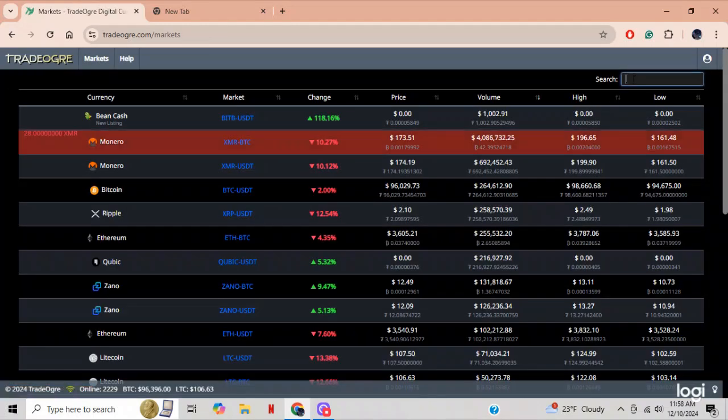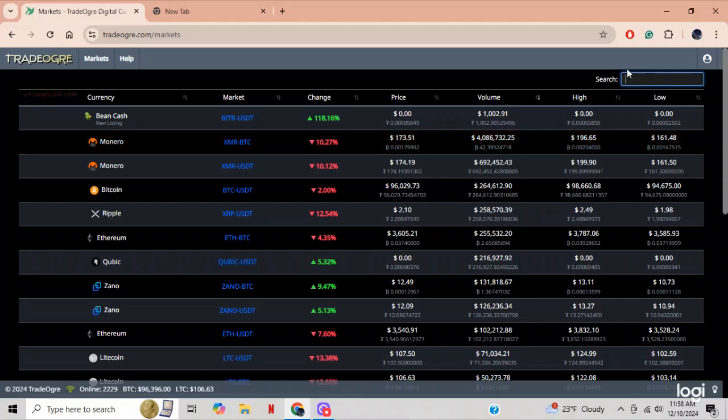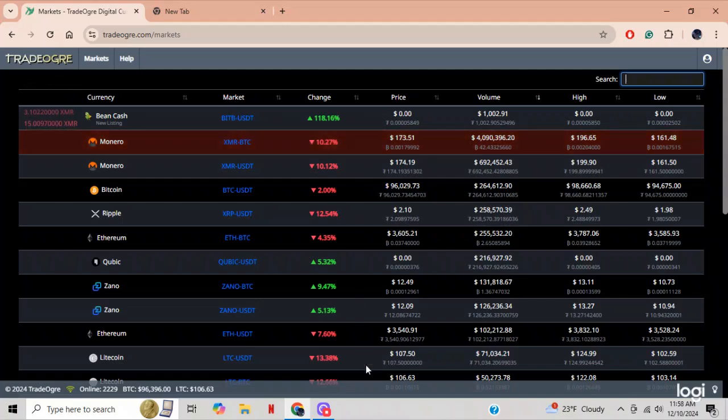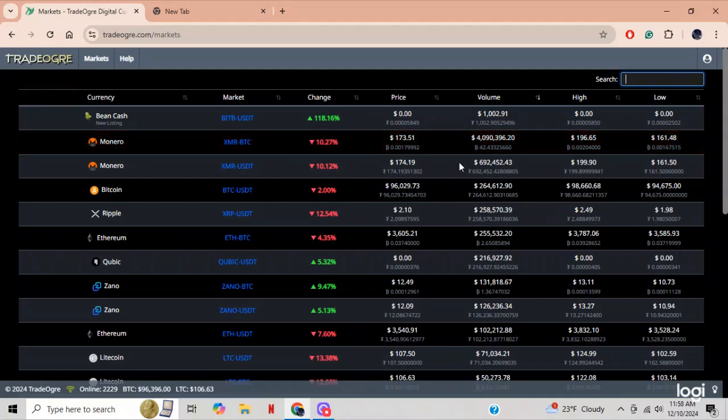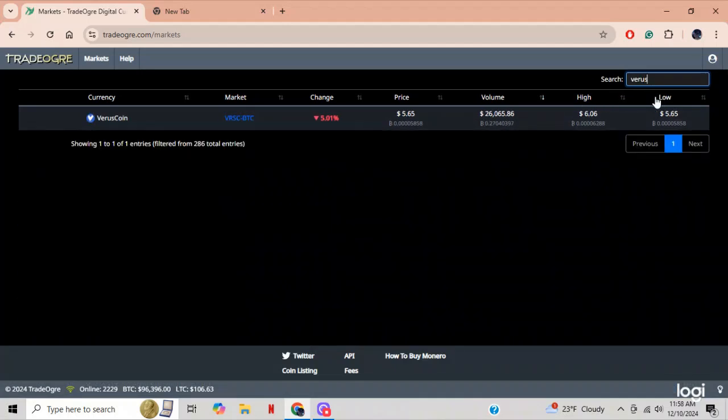Then what you do, you put in Verus right up here where it says search. And after you put in Verus, all of the markets that are open to you to trade with will show up right here on this desktop. So let's put in Verus. V-E-R-U-S. So right now, at this point, the only option you have to trade Verus Coin is Bitcoin. So what you would do is you would hit right here.